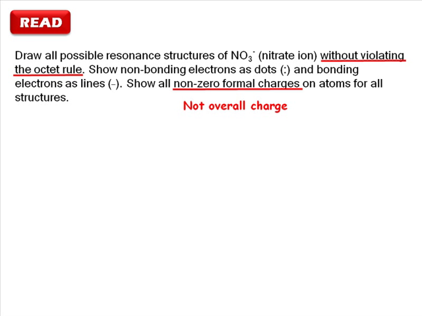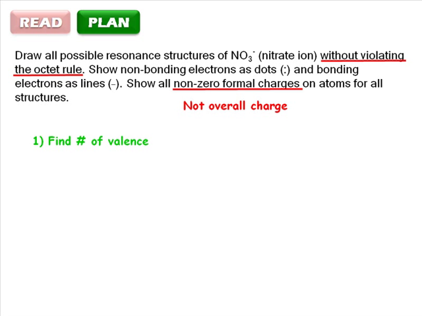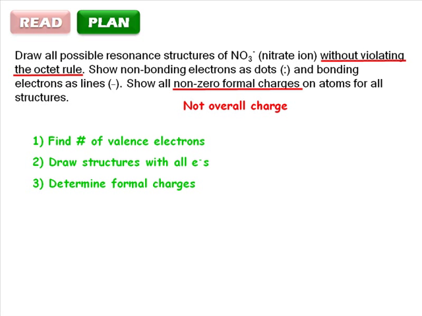Before moving on, summarize how you plan to approach the question. First, determine the number of valence electrons the molecule has. Then, use those valence electrons to construct resonance structures that follow the octet rule. And finally, include the formal charges. Now we can solve the question.